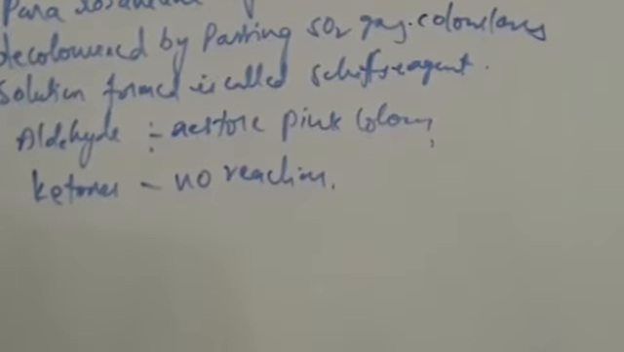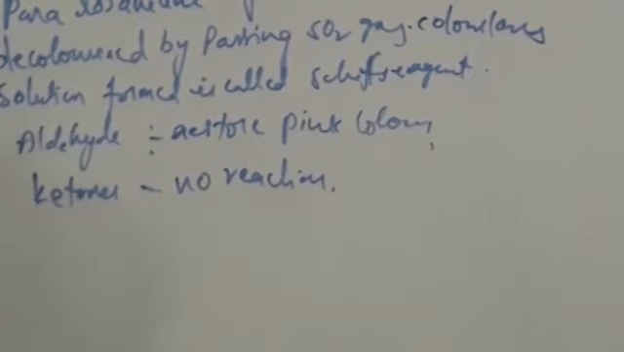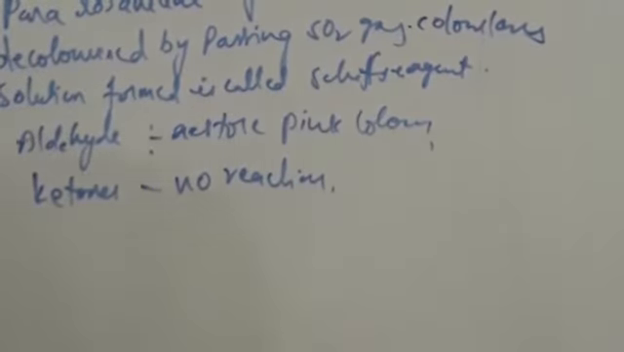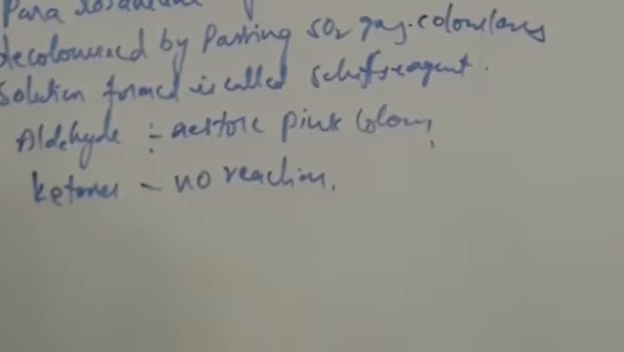Next, the legal test. One more test is also there. By using the legal test, we can differentiate between aldehydes and ketones. In the legal test, a wine red color solution is formed when an aqueous solution of acetone is treated with freshly prepared sodium nitroprusside in NaOH. Sodium nitroprusside in NaOH is called legal reagent. It forms a wine red color solution with acetone.